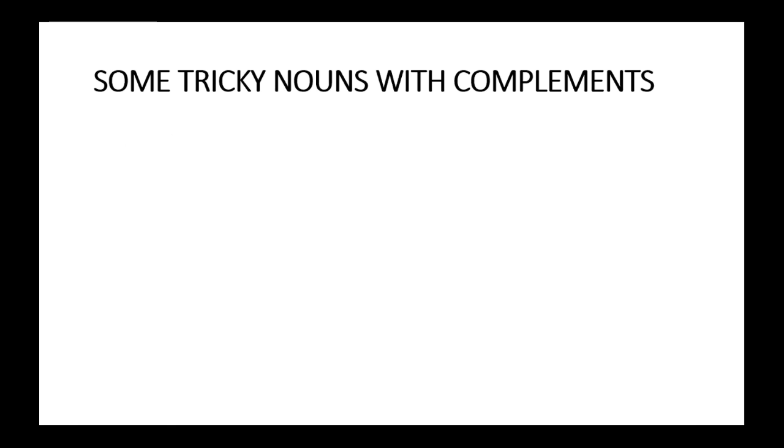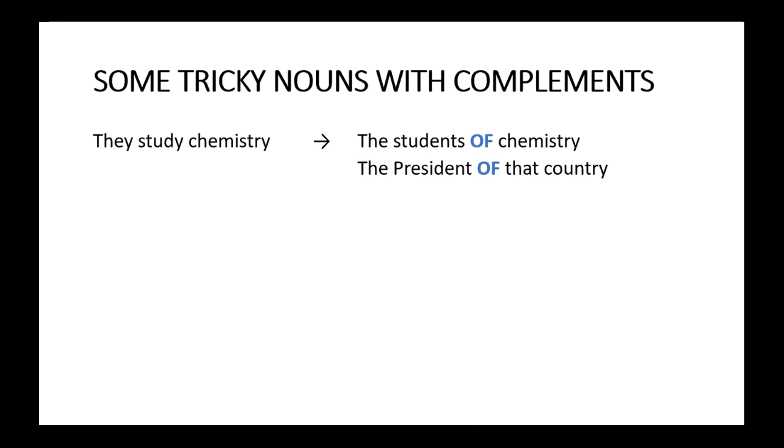Okay, now the last point is that you're going to have some tricky nouns. So what are some tricky nouns? Well, for the moment, everything has been easy because we have a verb that we can associate with the noun. So for example, they study chemistry, we have the students of chemistry. So we know that chemistry is a complement of students because we have a verb. But if we say something like the president of the country, notice that we don't have the verb. We have the verb to preside, but to preside does not really necessarily imply a president. So notice that here there is really no verb that we can associate with this.